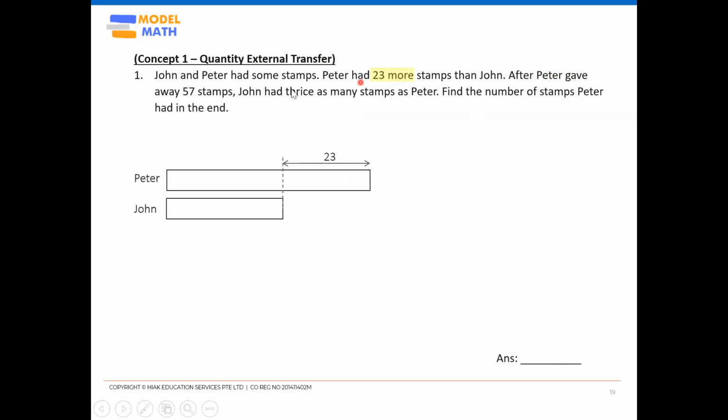Now, Peter is going to give away 57 stamps. So what we're going to do with Peter's model is we have to shade away 57 because he gave away. So how to shade away 57? Of course, your 57 will have to include this 23. Normally when we shade, we try to shade from the right-hand side onwards, not from the left. You always move from the right. So 57 will have to be way larger than 23. And you're going to extend a dotted line down. And of course, shade this off. Please shade neatly. Use zebra lines to shade like that. This will be a very neat way of shading.